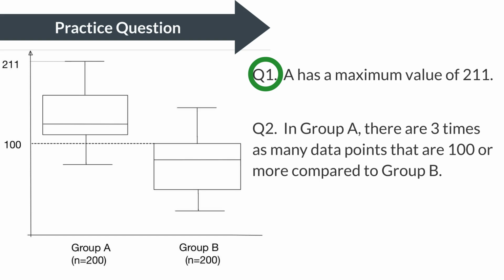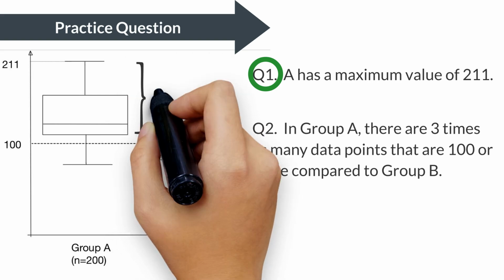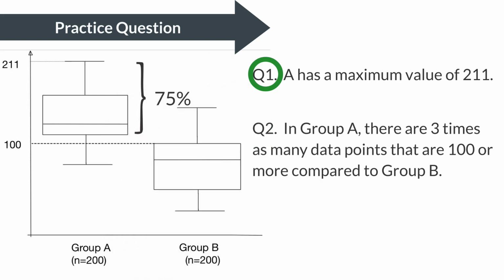Let's analyze it. In Group A, the lower whisker extends beyond 100, indicating that at least 75% of the data in this group is 100 or more. On the other hand, in Group B, the upper whisker stops at 100, suggesting that only 25% of the data exceeds 100. Since both Group A and Group B have the same sample size, the answer to this question is indeed correct. Now, for the final question.